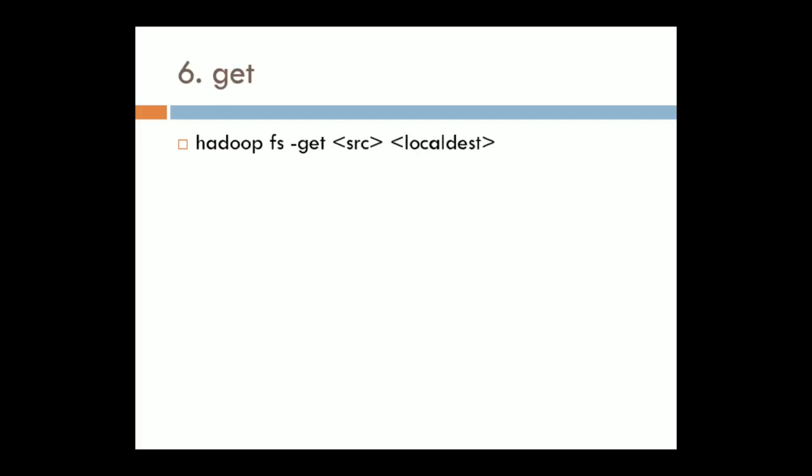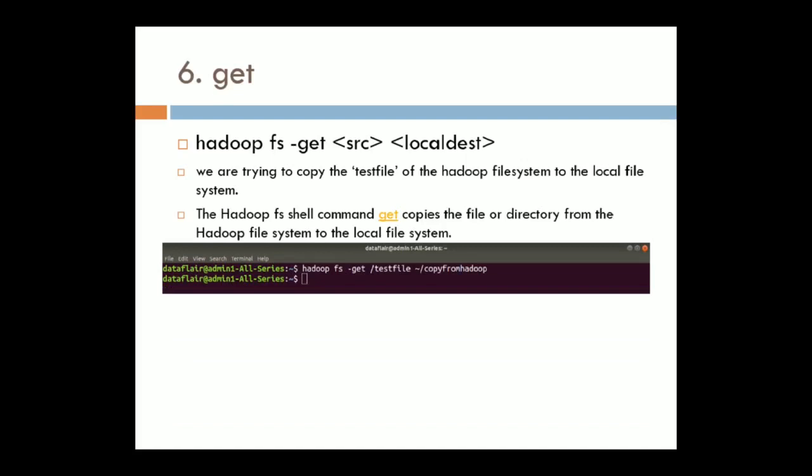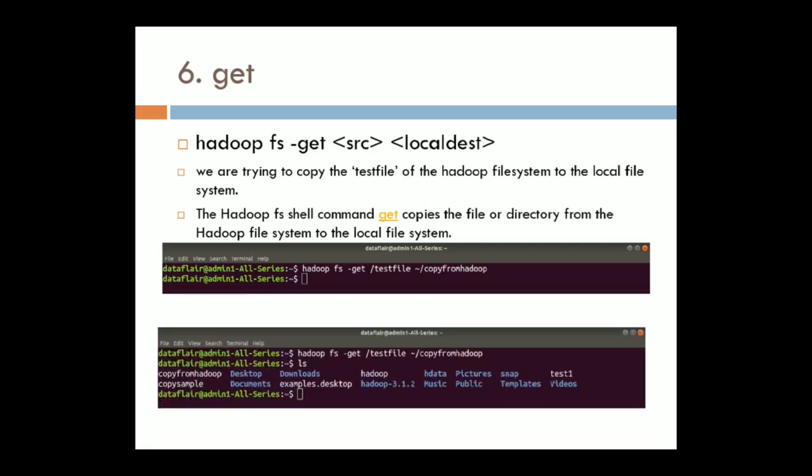Let me take another one, the get command, HDFS get from the local. Now in this get, again we are getting the file from the source and storing it in the local destination. It is the reverse part. We are trying to copy the test file of the Hadoop file system to the local file system. Complete reverse procedure. Now how does it have to be run? The Hadoop fs shell command get copies the file or directory from the Hadoop file system to the local system. It is a very simple procedure.